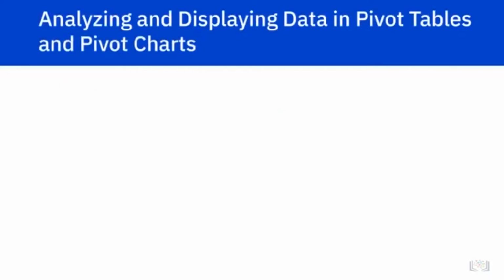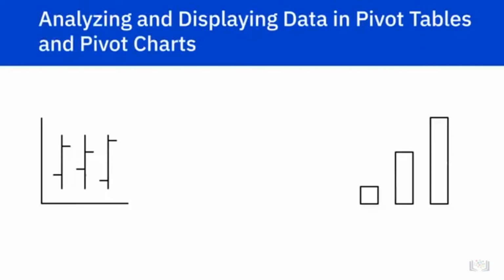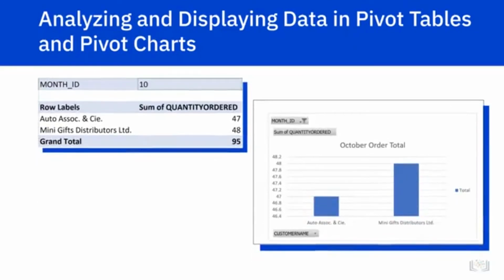Sometimes data needs to be more organized than what a basic tabular format can give us, and creating pivot tables with charts can be a better way to analyze and display the required information. In Excel, we have the option of creating a pivot table to display and analyze our data, and optionally, an associated pivot chart. For example, let's say we want to know what company ordered products in the month of October.